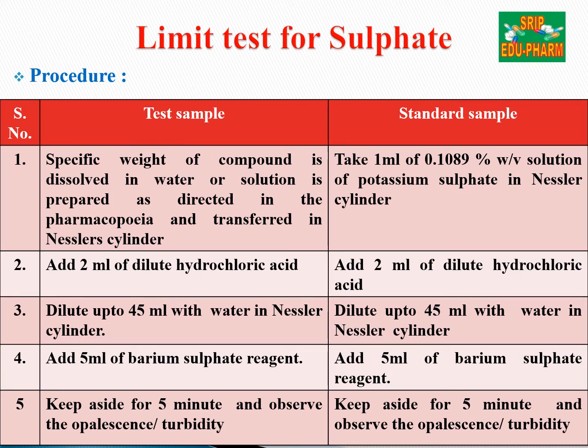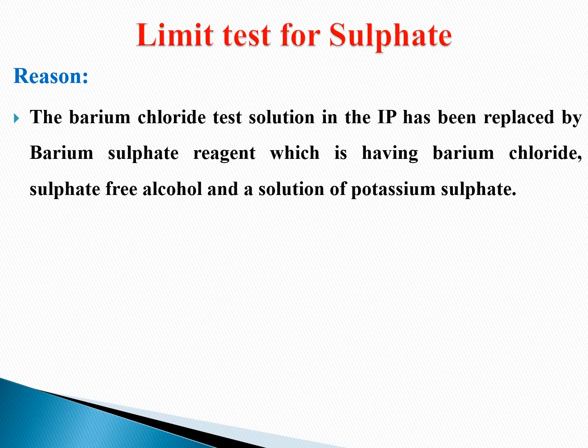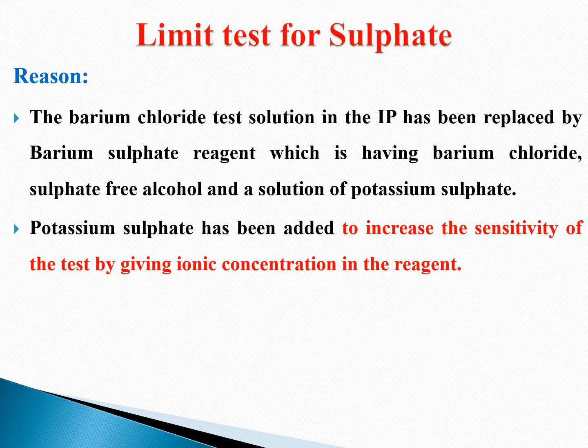This is the procedure for limit test of sulfate discussed in the earlier slide. Reason behind using chemicals and reagents in the limit test of sulfate. Now, the barium chloride test solution in the IP has been replaced by barium sulfate reagent, which contains barium chloride, sulfate-free alcohol and a solution of potassium sulfate.